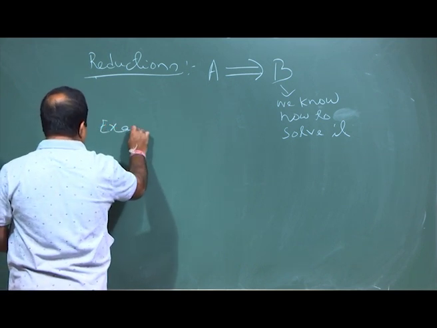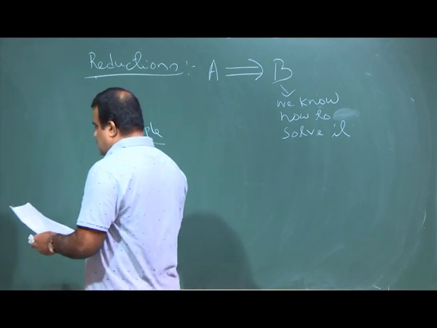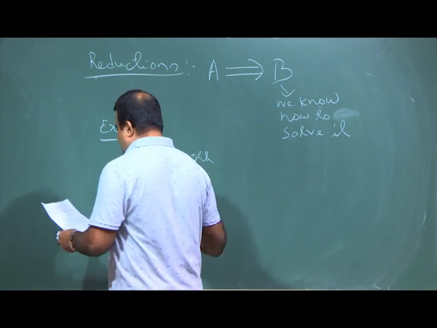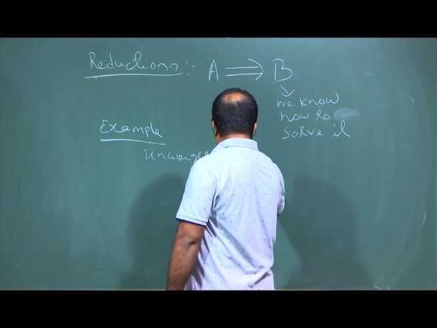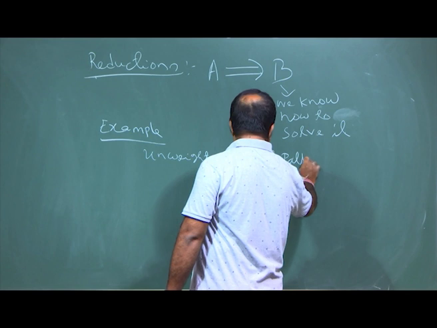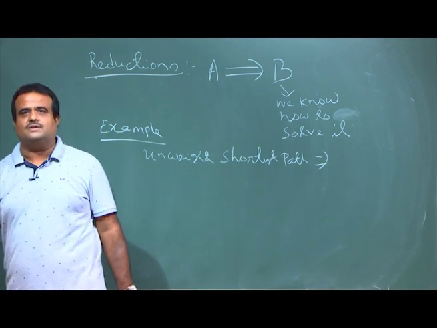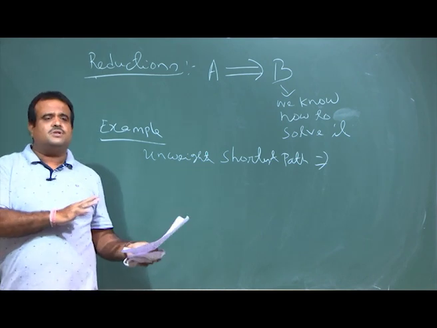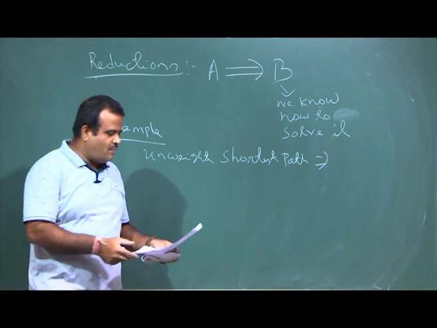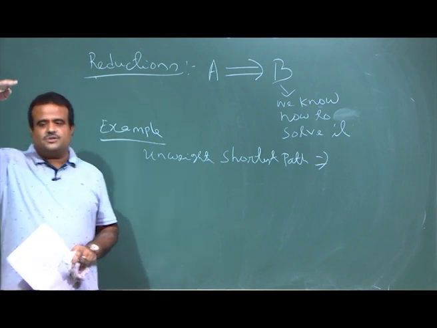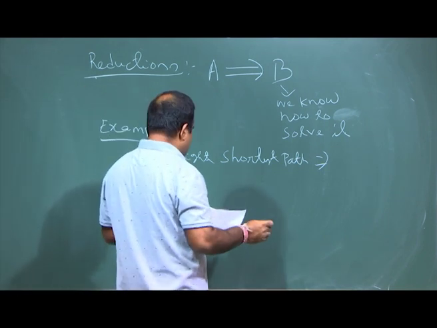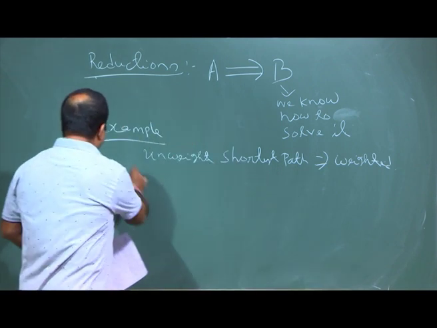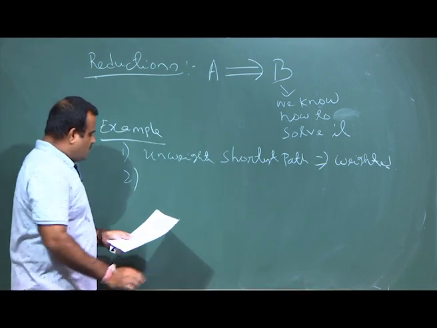this is an example of reduction we have done. If we have an unweighted graph shortest path problem, we have an unweighted graph, and we have to find the shortest path from one node to another node. We know the weighted graph shortest path, so we convert this problem to the weighted graph problem. We can put the weight of each edge as 1, and convert this into a weighted graph. That is it. This is one example. Another example could be longest path.